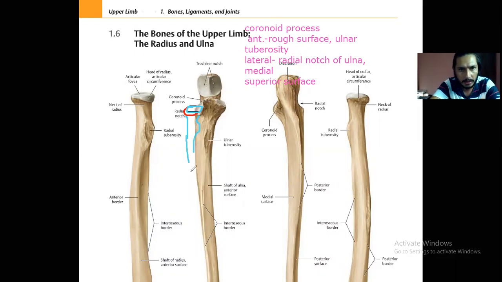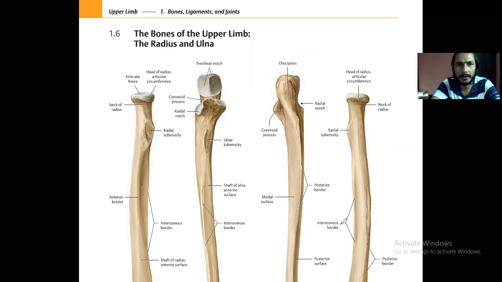This green color is the radius bone, and this red color is the annular ligament. This is the radial tuberosity. To accommodate the radial tuberosity, you will find the depression in the lateral surface. The posterior boundary of this depression, which accommodates the radial tuberosity, is the supinator crest. Just remember this.